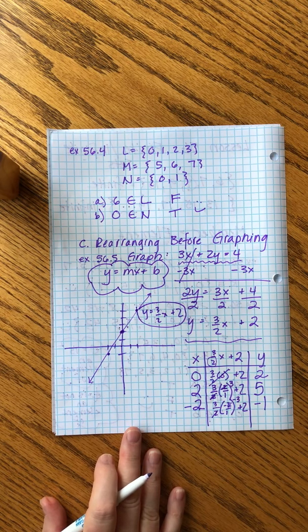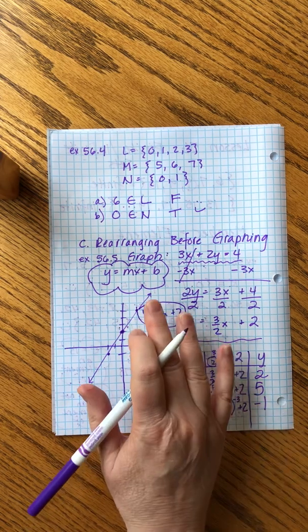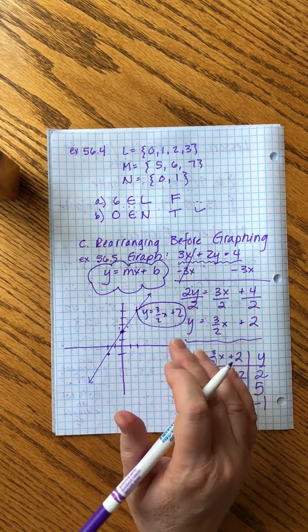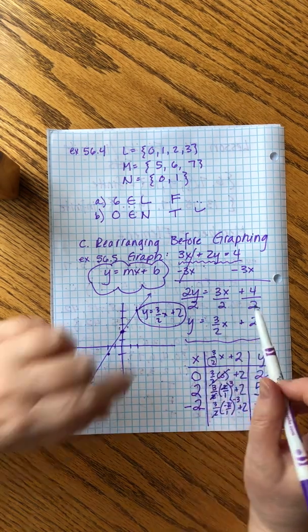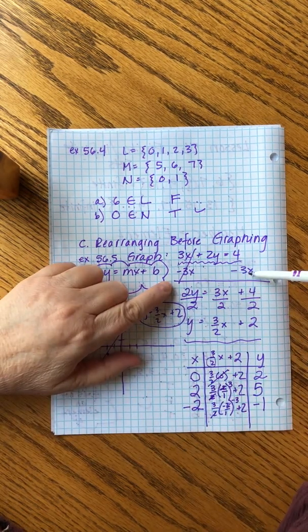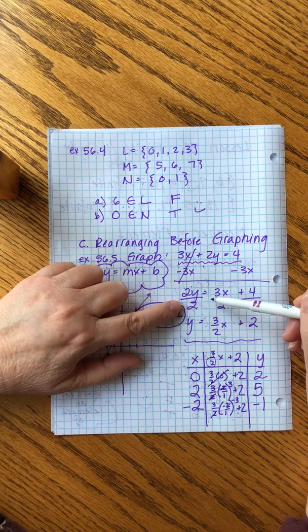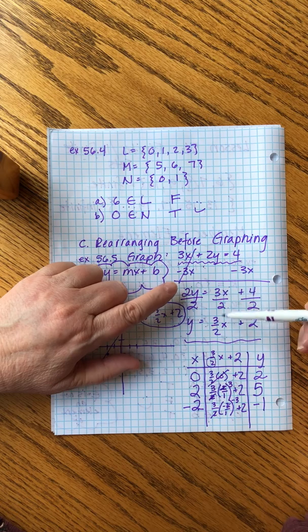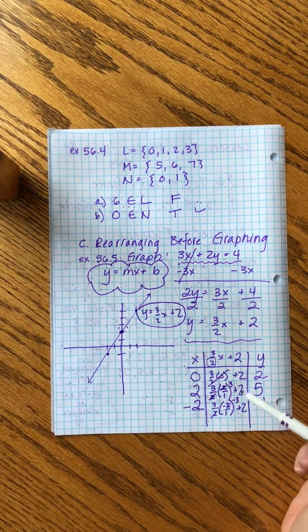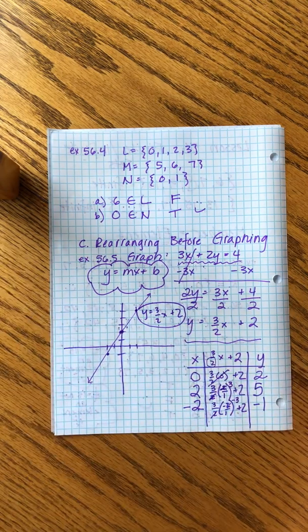Oh, I did something funny. This is the correct graph for this line. However, I made a little mistake. Remember when I subtracted 3x from both sides? This should have been a minus, but it's a positive. If it was a minus, then things would be reversed. My line would be going in exactly the opposite direction.